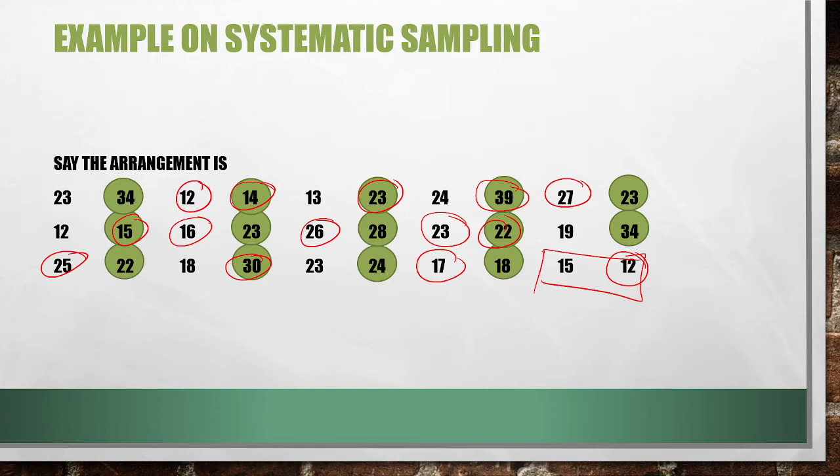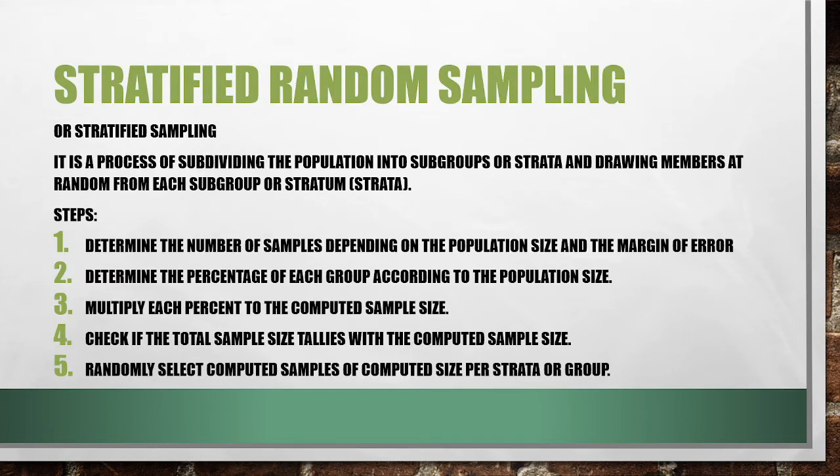But anyway, so our next random sampling technique is stratified random sampling. Stratified random sampling is a process of subdividing the population into subgroups or strata by drawing members at random for each subgroup or stratum, just the singular form of strata. So here are the steps.